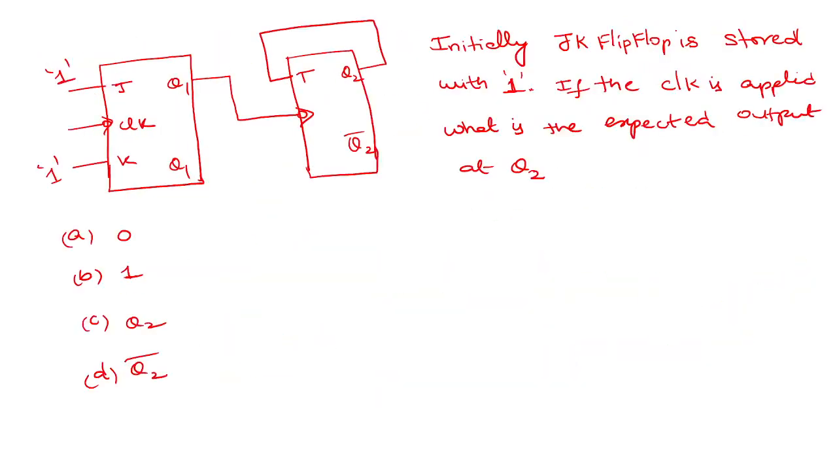Okay, do this one. Initially, the JK flip-flop is stored with 1. It means output is 1, like Q1 is 1. That's what they mean to say. If the clock is applied, what is the expected output at Q2? Now most of your concepts will be very clear. All of you should attempt this. What is the expected output at Q2?